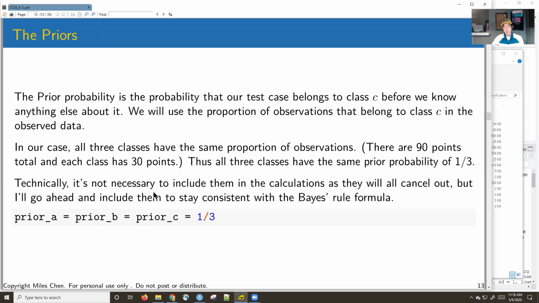Because the priors of A, B, and C are all equal to 1/3, it's technically not necessary to include them in the calculations, because they're all going to cancel out with each other at the end. But just to stay consistent with the Bayes rule formula, I'm going to go ahead and include them here.